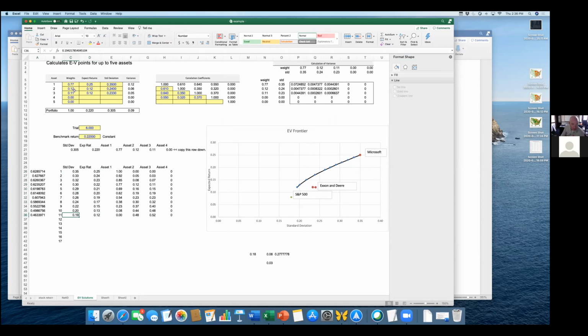Yes, I will zoom in. Let me zoom more. Oops. 200. All right. So beta is the amount of risk that an asset will bring to a well-diversified portfolio.